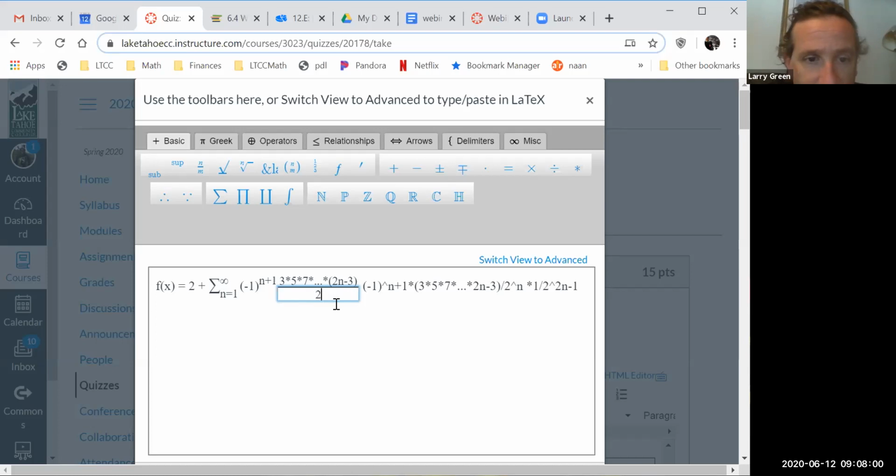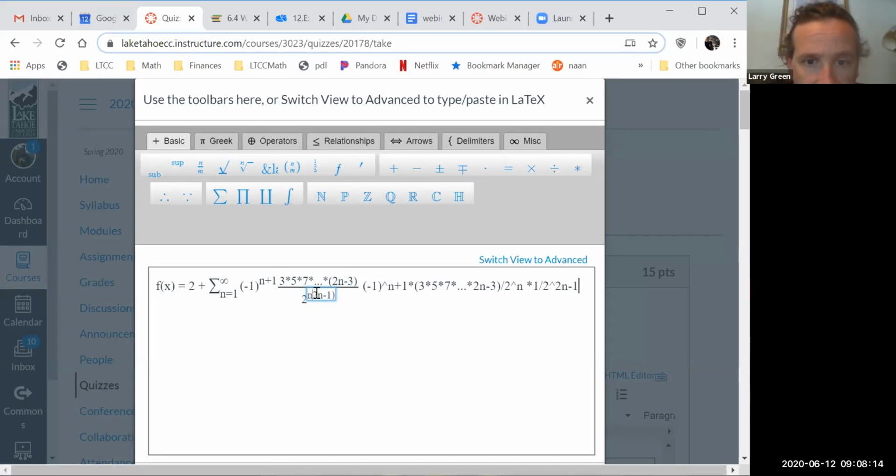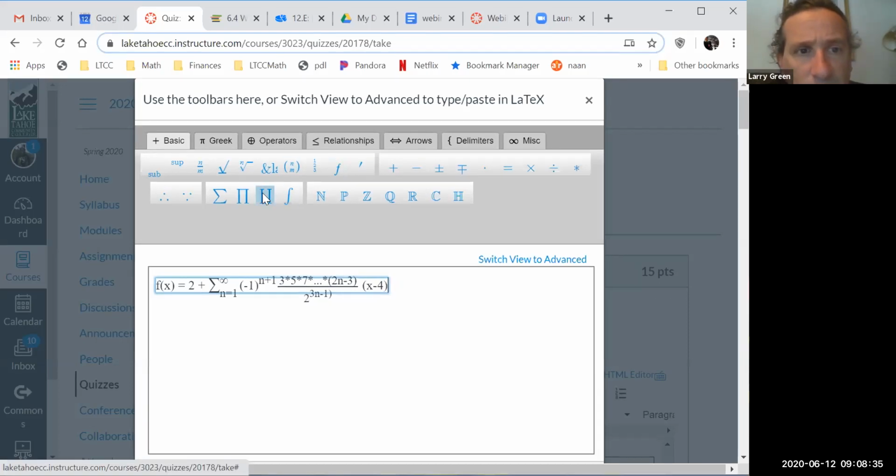So I can actually put that together. It's 2 to the n times 2n minus 1. No, n plus 2n minus 1, because we're multiplying, that becomes addition of exponents, or 3n minus 1. Now I get rid of all that stuff. And that's going to be times x minus 4 to the n.